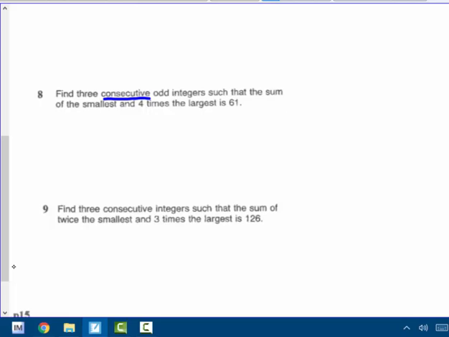Consecutive integer means it cannot be 6 1/2 or 75 hundredths. It's got to be a whole signed number. So that's going to tell me how to set up my let statements. This first part of the phrase, find 3 consecutive odd integers. Okay, so I'm going to say let x equal the first, and I'm going to say cons for consecutive, odd, and int for integer.